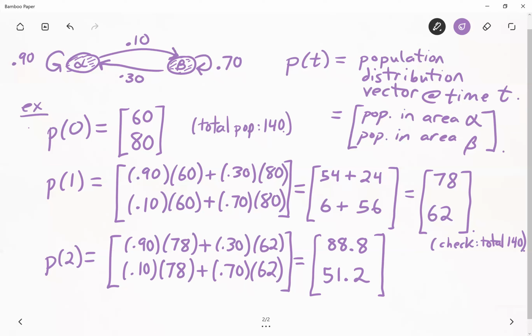After 10 years, after 20 years, does the population in each area settle down? Does it kind of level out to a constant number? Does it continue to fluctuate between different numbers? Right now, it seems like the alpha population continues to grow and the beta population continues to shrink. Will all the birds eventually migrate to alpha? These are some of the questions we're going to use matrix algebra to help us calculate.